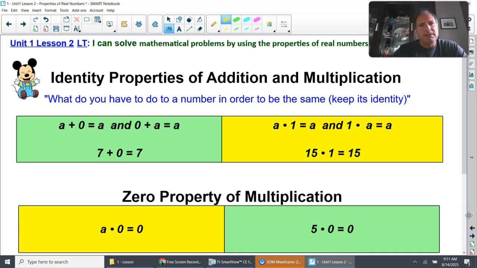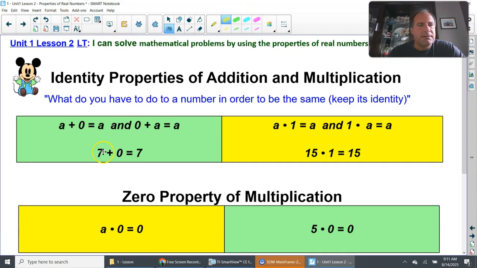So identity property, when you're talking about addition and multiplication only, we're talking about a number that keeps its identity, the same. You start with a number, you end with that same number, right? So if it's a plus 0, it equals a. That's identity property of addition. 0 plus a could be turned around because that's commutative property. 0 plus a equals a. Identity property, you're starting with one number.